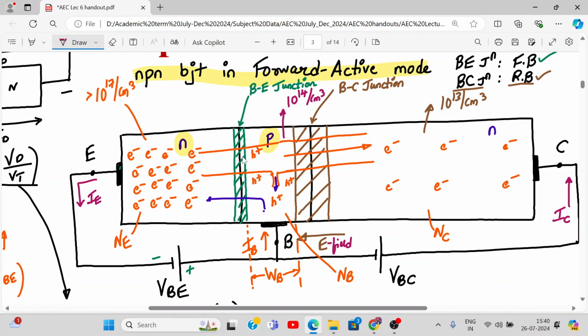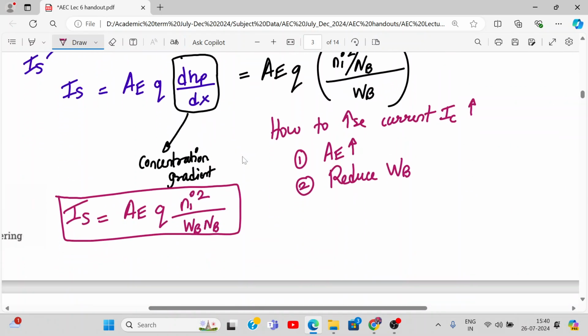Are you understanding? Now third, reduce NB. Correct? That's why you make the doping of NE very, very high compared to NB. Why? Because you want more of them to be injected into the base, not the other way around. Now it's straightforward, no? This is inversely proportional to IS. So if I want to increase the saturation current, I have to increase AE or reduce base width or reduce the doping concentration in the base. That's why the emitter is heavily doped.